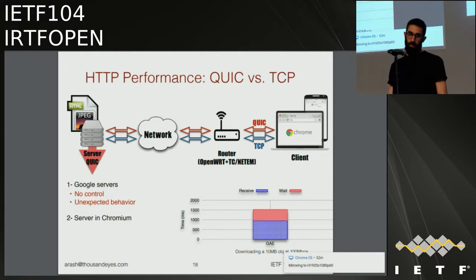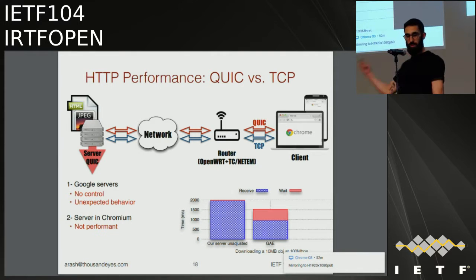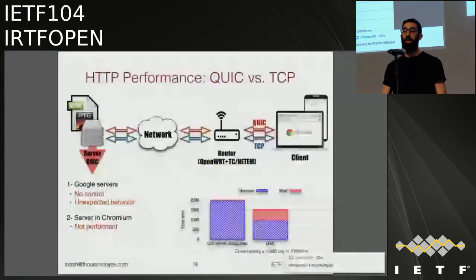So we decided to use the server in the Chromium. The bar on the left is doing the exact same experiment, but with the Chromium server, the server that's part of Chromium. Now you can see that huge wait time is gone. That's great. But now our download time is much bigger compared to Google.